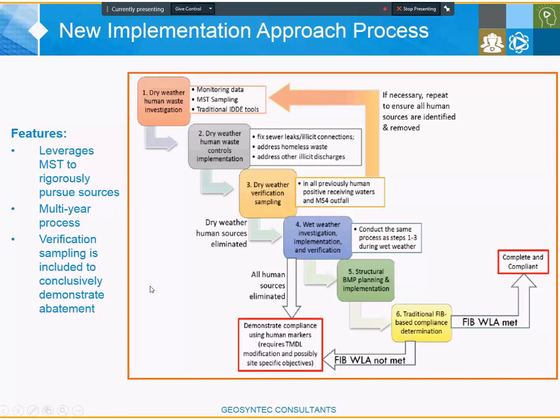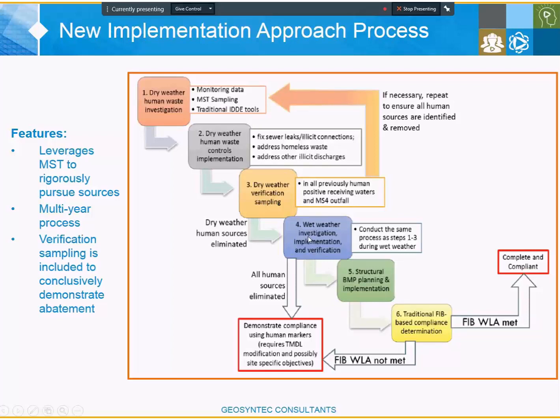And we developed this new implementation approach process, which is essentially focusing on dry weather human source investigations first, then based on where we find sources, controlling those dry weather sources that are identified. Then once we abate the sources of human waste that are found, fixing leaks and illicit connections, addressing homeless waste where it's found to be significant, and any other illicit discharges, we then verify. Verification is critical to conclusively demonstrate that you've abated the source. And then, if we show with verification sampling that we're not done, we go back to the drawing board at step one. If dry weather human sources are eliminated, we move on to wet weather.